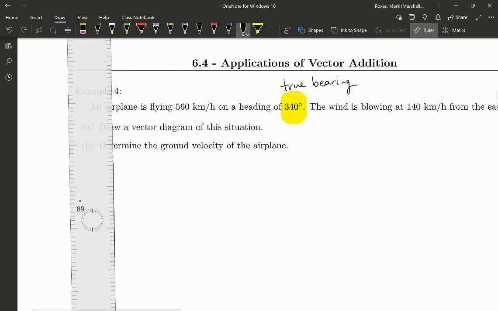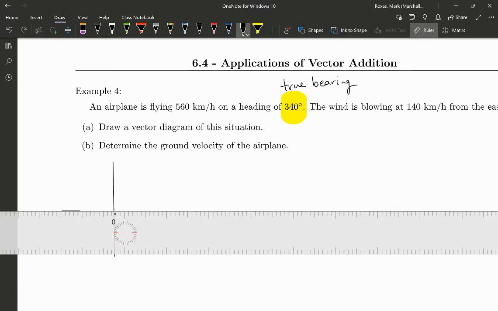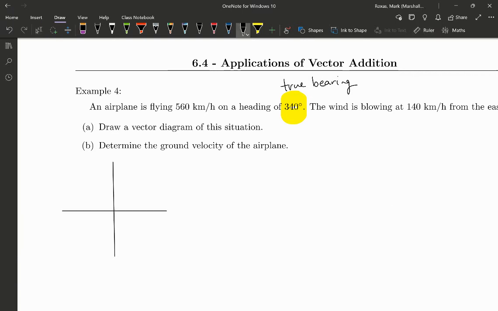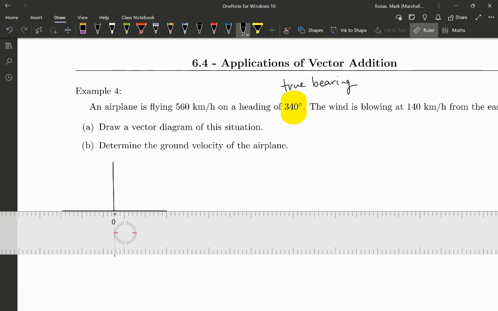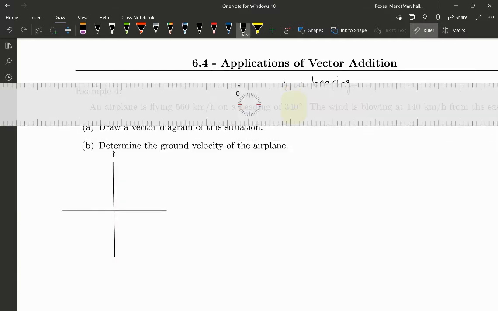Let's draw north, south, east, west first. Okay. There we go. And now I'm going to draw my airplane heading 560 kilometers per hour on a heading of 340. So let's think about that for a moment. 340 degrees. So starting from due north, we're going to go all the way around to 340 degrees.